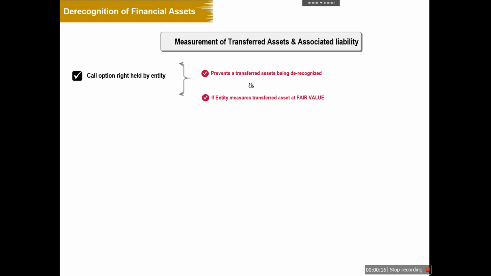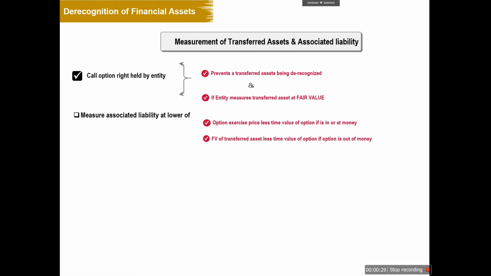Measurement of transferred assets and associated liability. In case the entity has a call option, and because of this it cannot derecognize the transferred assets, and the asset is measured at fair value, in this case the associated liability will be measured at the lower of the option exercise price less the time value of the option if the option is in the money or at the money, and the fair value of transferred assets less the time value of the option if the option is out of the money. So if the option is in the money or at the money, it will be measured at option exercise price less time value, and if it is out of the money then fair value of transferred assets less time value of the option.